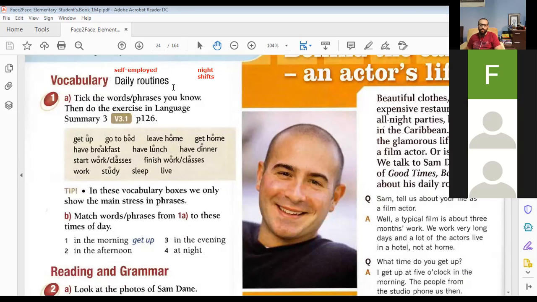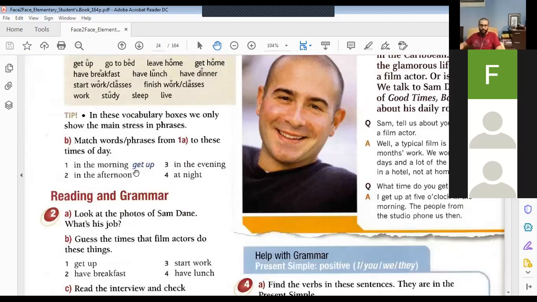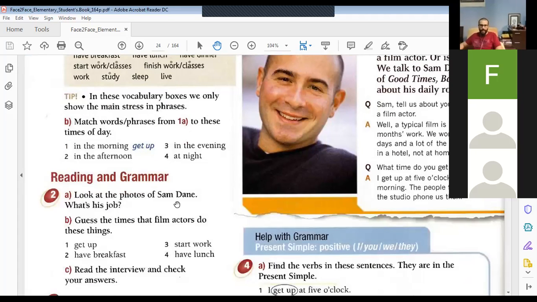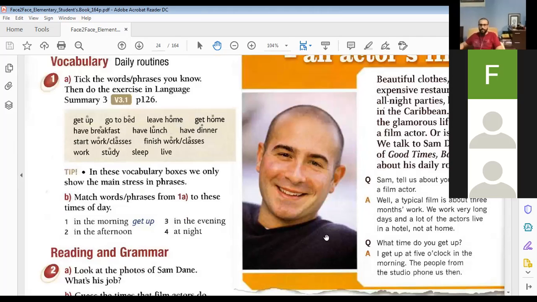Okay. What are the things we can do at night? Can you think of things we do at night? Go to bed and sleep. Yeah, okay. So some of these things, of course, are different between people. So some people finish work in the afternoon, but some people finish work in the evening, right? So some of the things are different between people, but I think some of them are the same. Okay, now look at the photos of Sam Dane. What's his job? Can you see this person? Sam Dane.